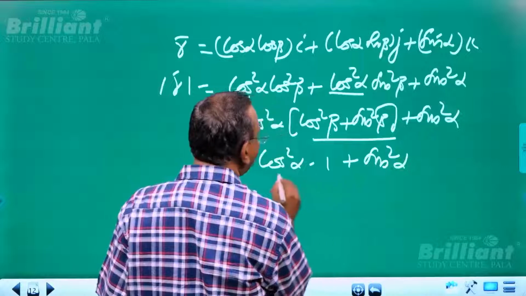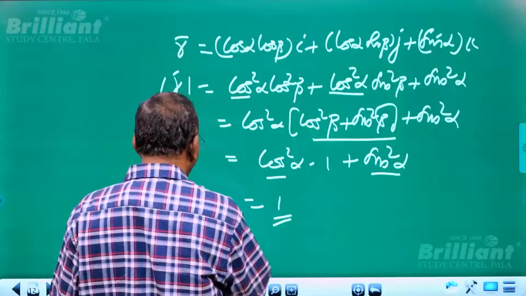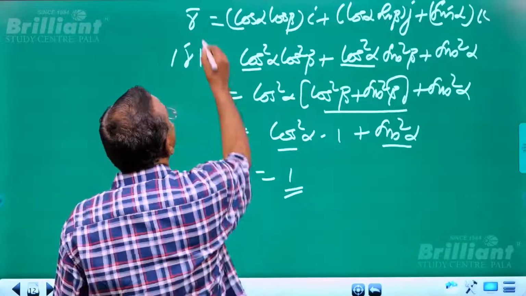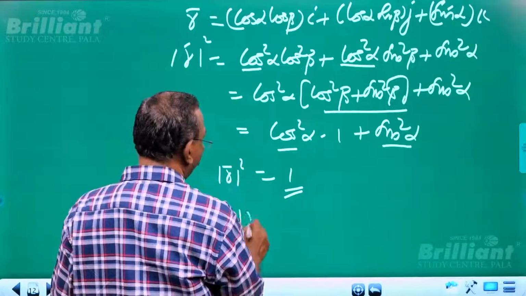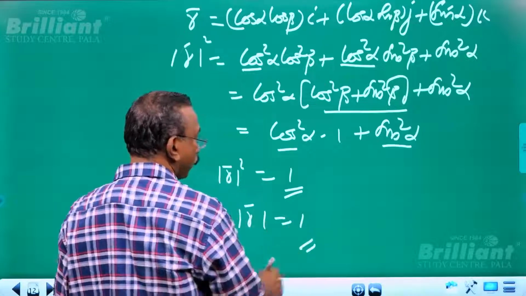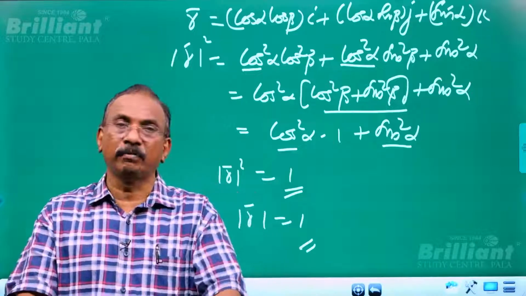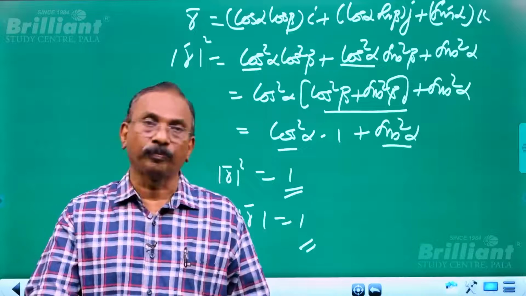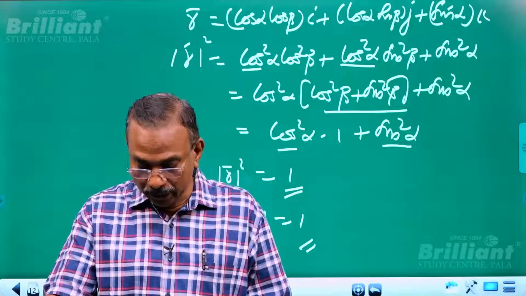So beautifully again you can use the same result, which becomes 1. So mod R bar square is equal to 1, or mod R bar is equal to 1. Mod R bar equal to 1 means it is not a null vector, but it is exactly a unit vector. So the correct answer is option 2, it is a unit vector.